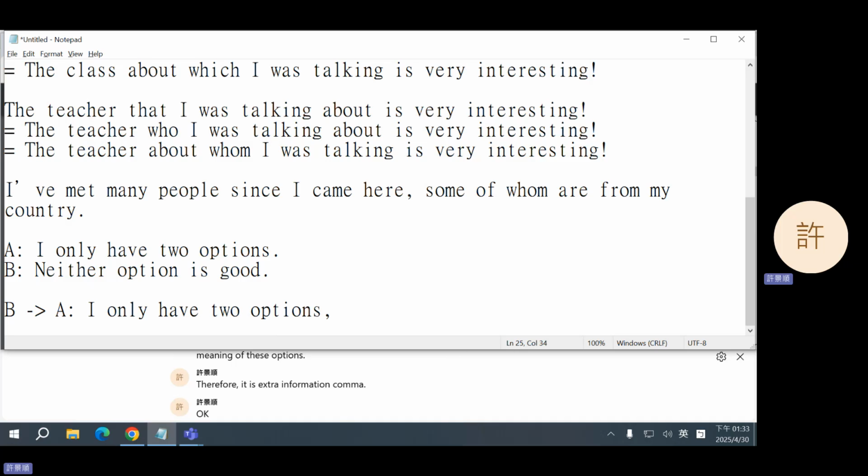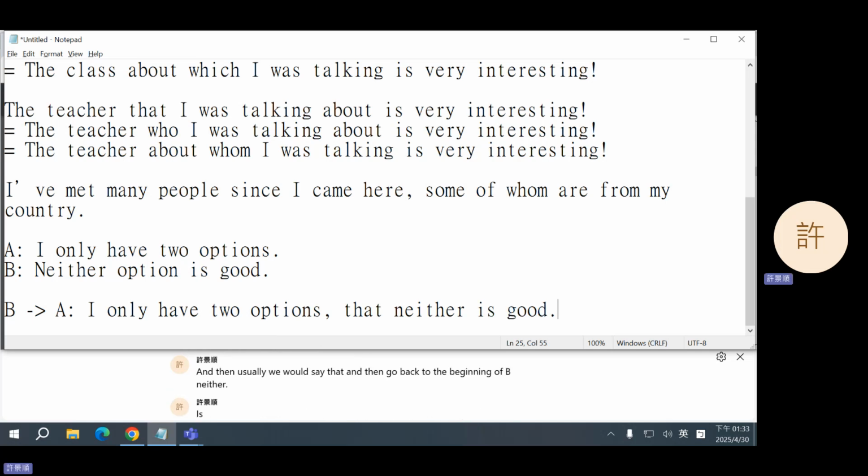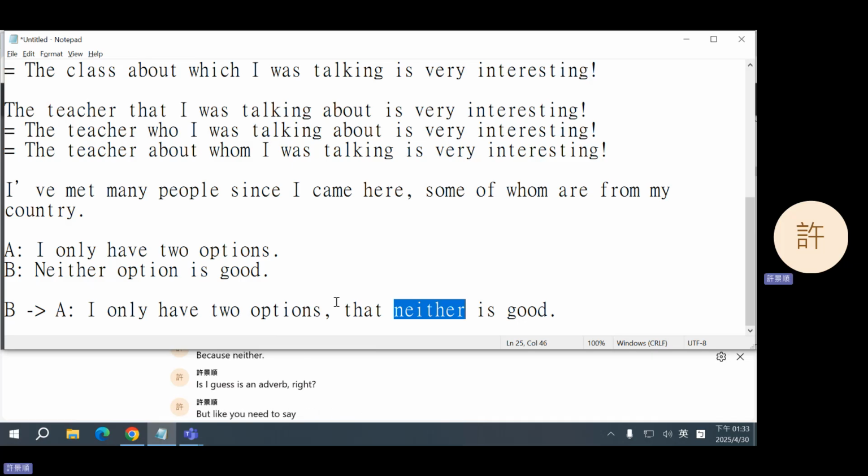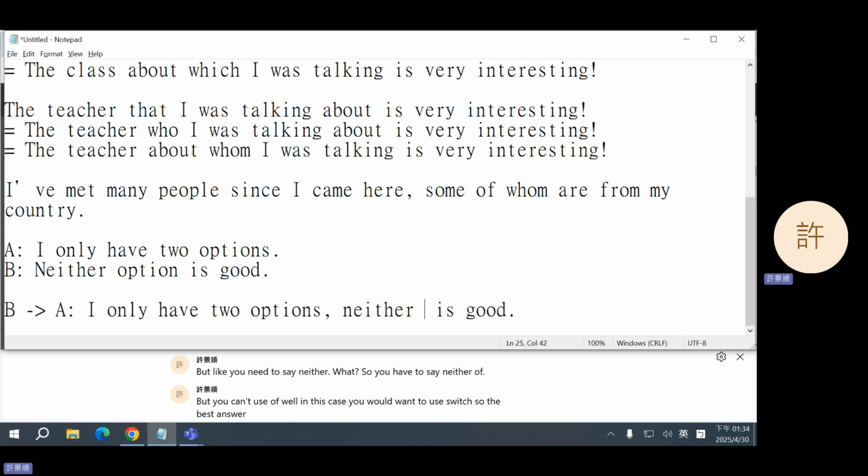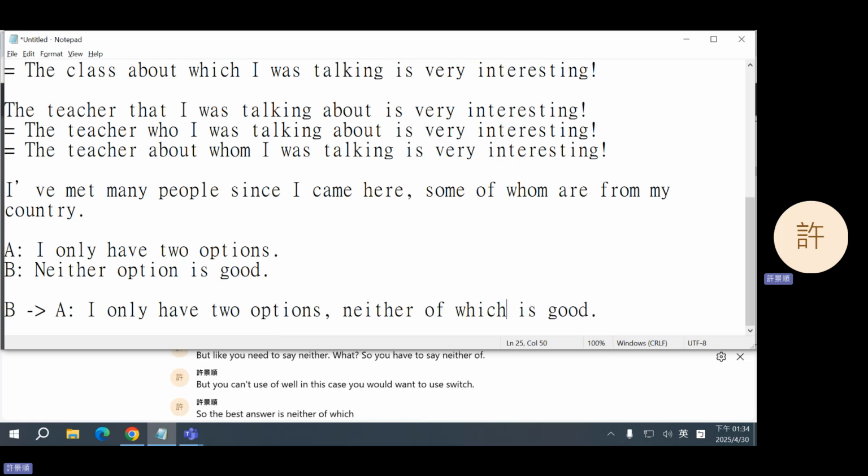Okay, and then usually we would say that and then go back to the beginning of B. "Neither is good," but this is wrong because "neither" is, I guess, an adverb, right? But you need to say neither what. So you have to say "neither of". But you can't use "of". Well, in this case, you would want to use "which". So the best answer is "neither of which is good."